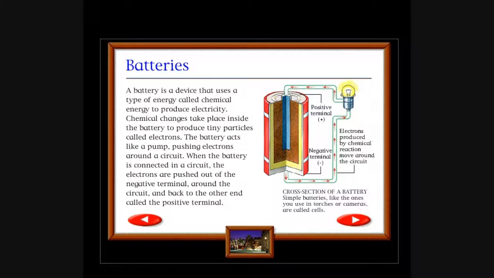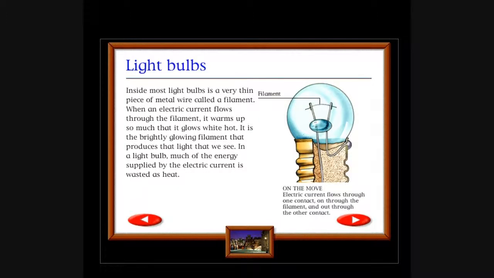Simple batteries like the one you use in torches or cameras are called cells. Okay, cells. The perfect cell.